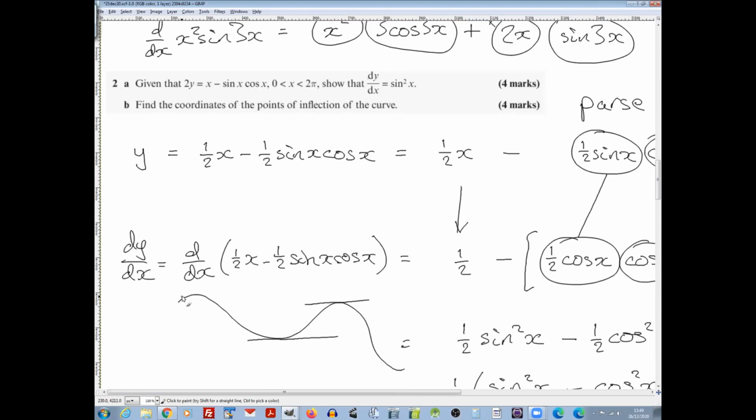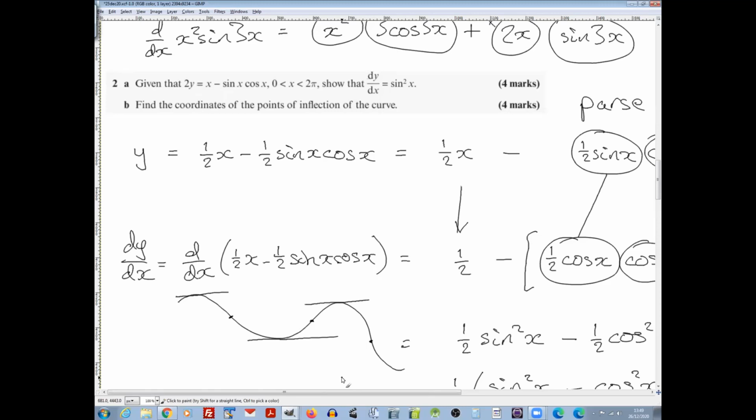Points of inflection are a bit different to turning points. A lot different. Points of inflection are roughly here, here, and here. Okay. And what's happening at a point of inflection, do you suppose?